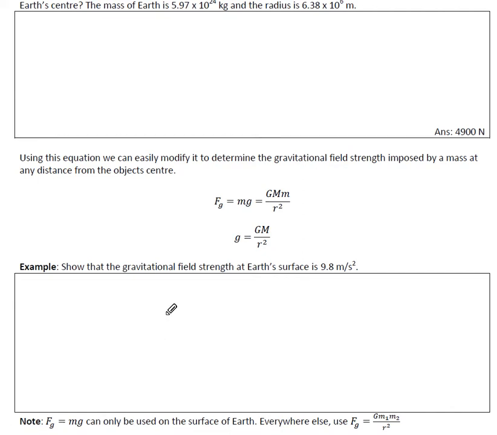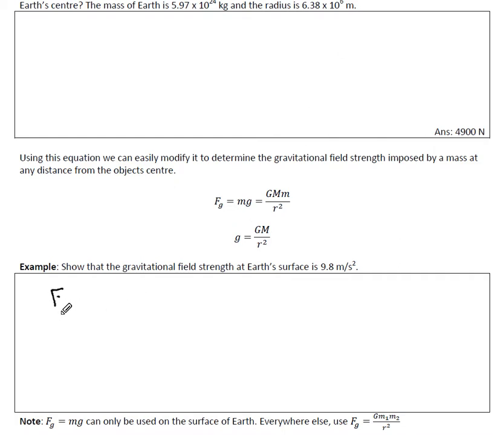And here's another gravitation question. So this one is asking us to calculate the gravitational field strength of Earth at its surface. And we know it should come out to be 9.8 meters per second squared. So above, I'll just write it out again.